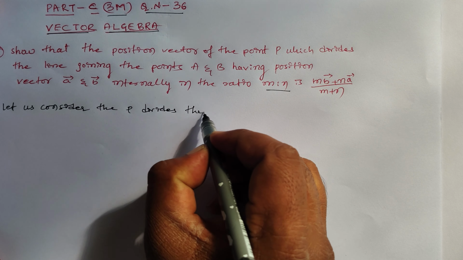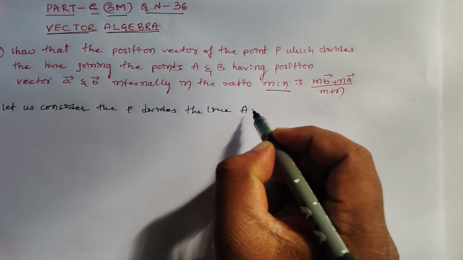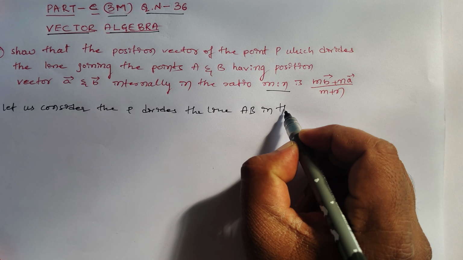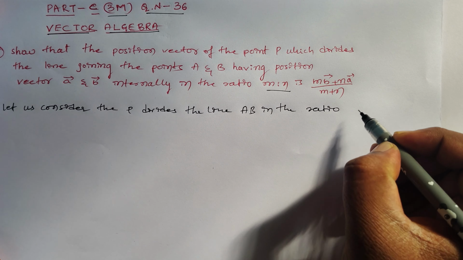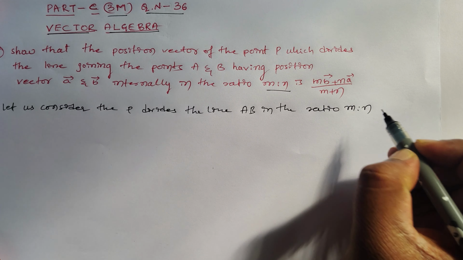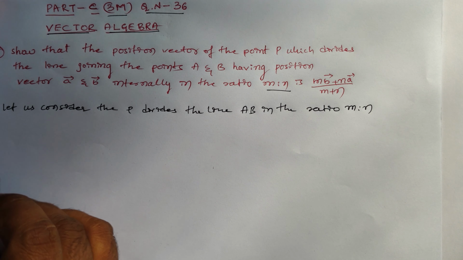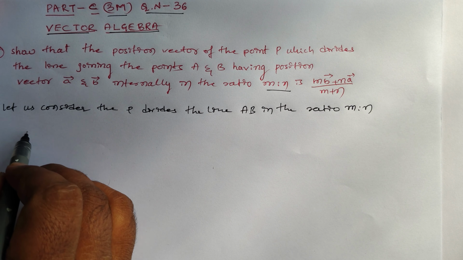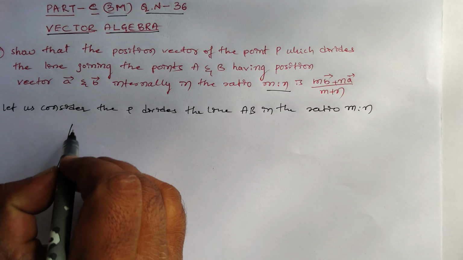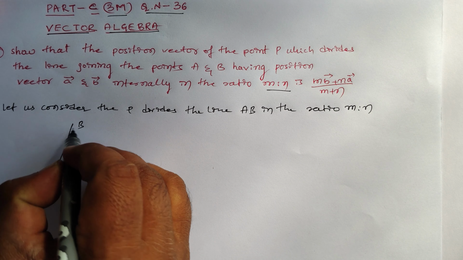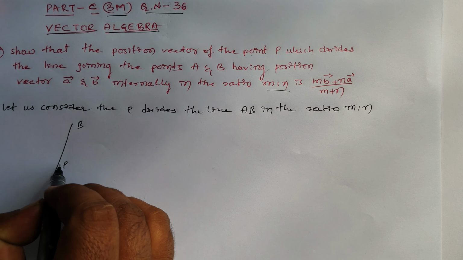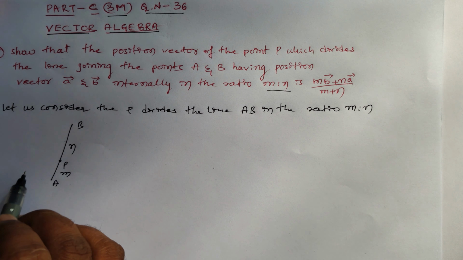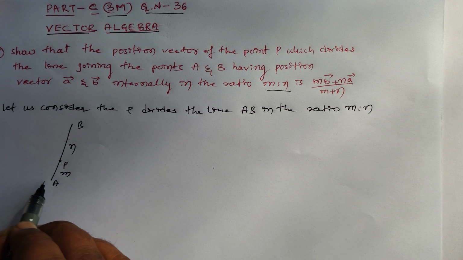the line AB in the ratio m is to n. Okay, so that is given. Correct? Right. So see, there is a line, this is a line AB, and the point P which divides it in the ratio m is to n. Okay, right. So let us join the origin to the points.